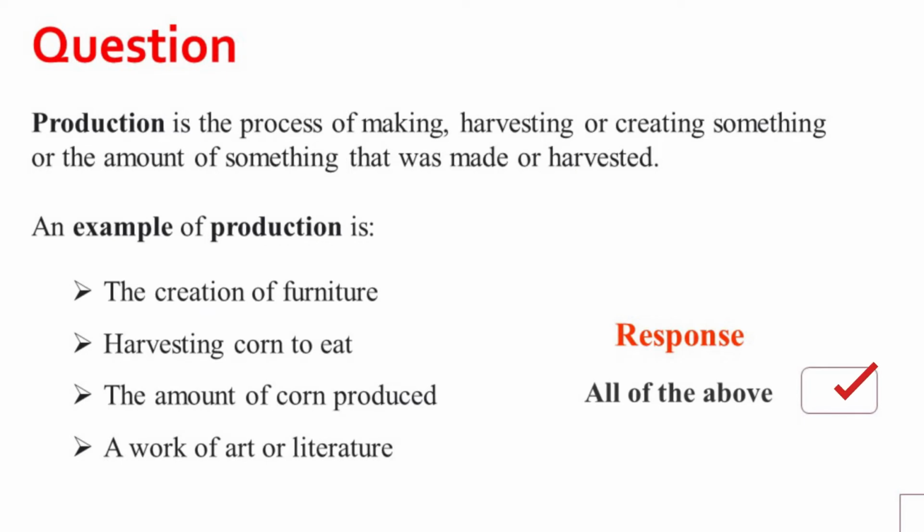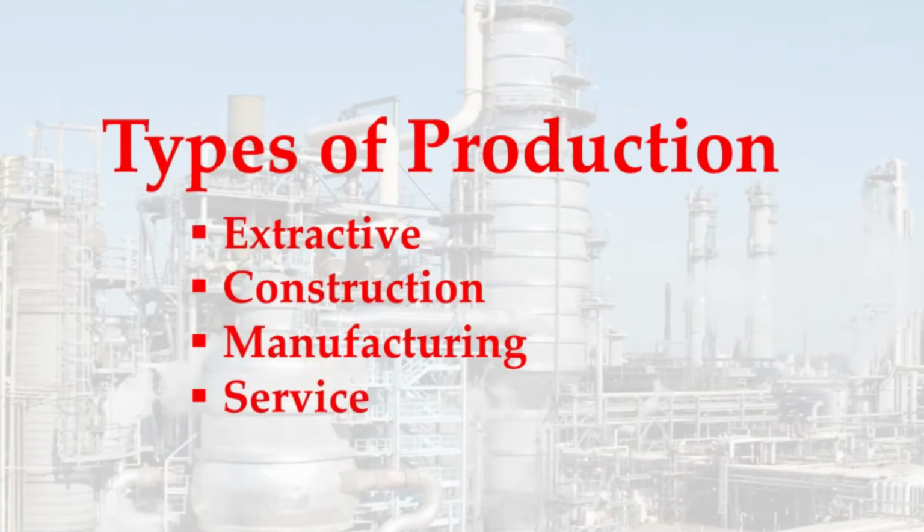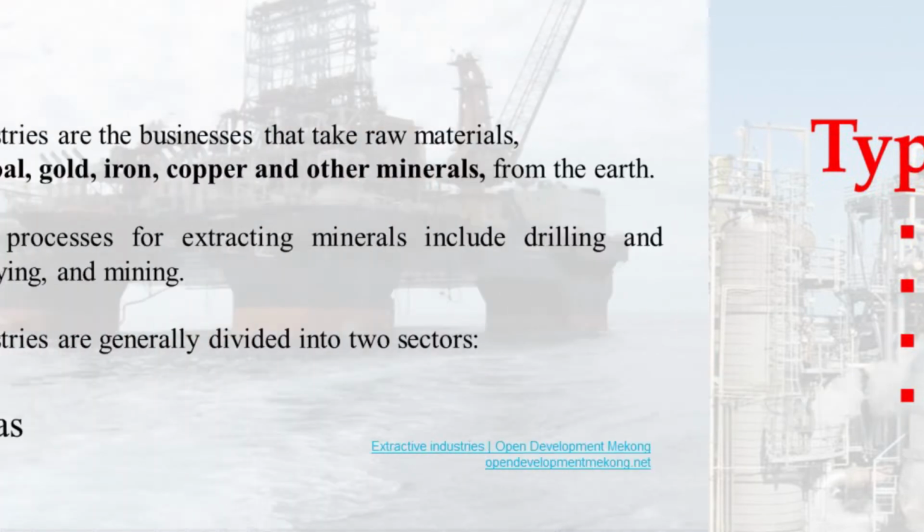Now, if you've indicated all of the above, that is correct. Types of production. The various types of production are extractive, construction, manufacturing, and service.